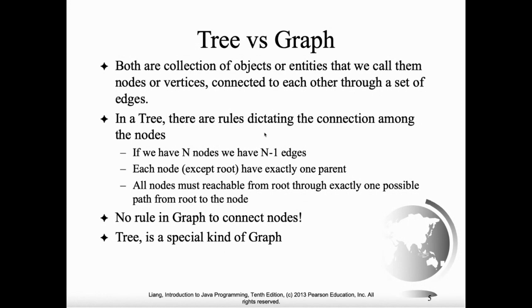And also we know that if we have n nodes in the tree, we're definitely going to have n minus 1 edges. We know that every single node is going to have exactly one parent, and the root is the only one that doesn't have any parent. And also all nodes must be reachable from the root through exactly one possible path from the root to that node. So these are some very important rules about the tree.